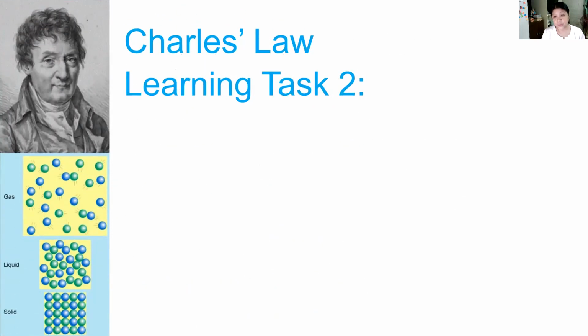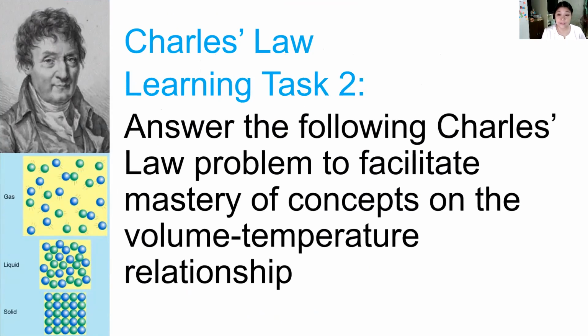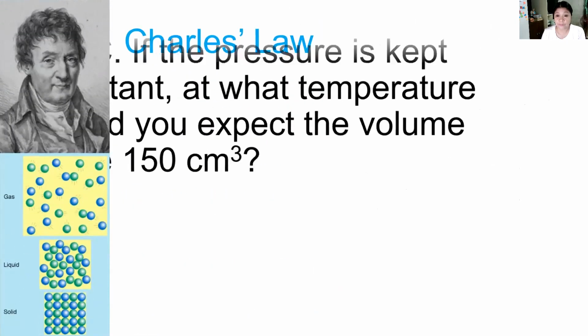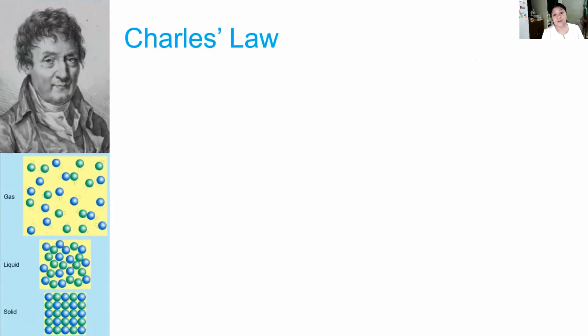For learning task 2, we answer the following Charles' law problems to facilitate mastery of concepts on the volume-temperature relationship. Problem number 1. A cylinder with a movable piston contains 250 cubic centimeters of air at 10 degrees Celsius. If the pressure is kept constant, at what temperature would you expect the volume to be 150 cubic centimeters?